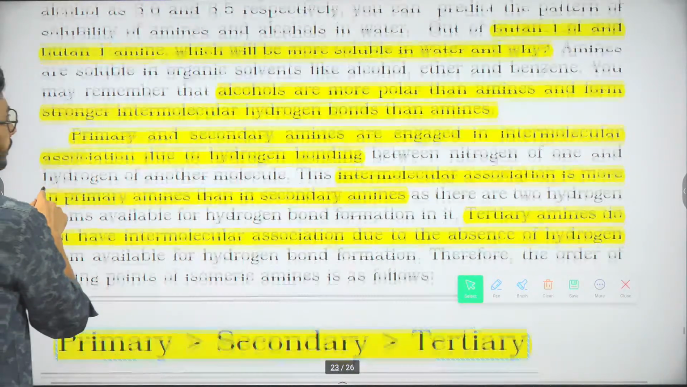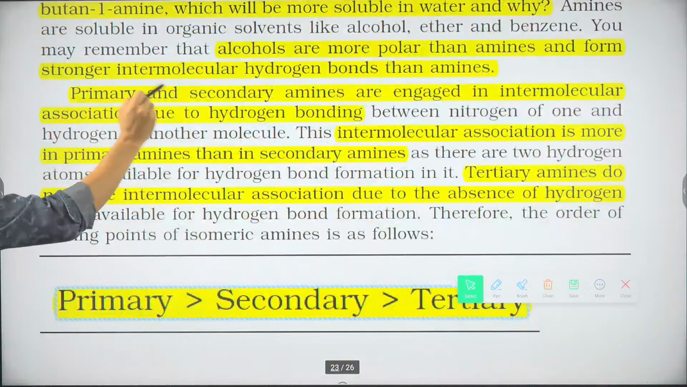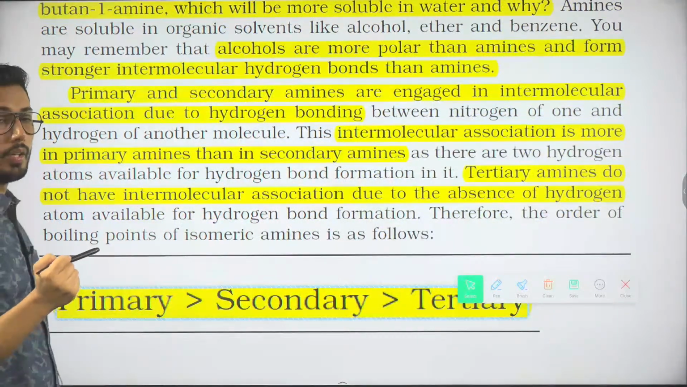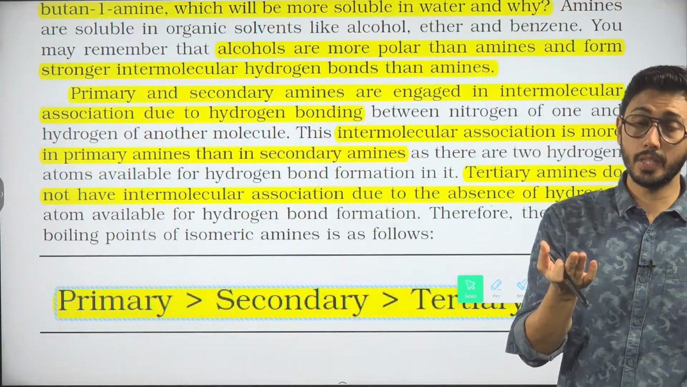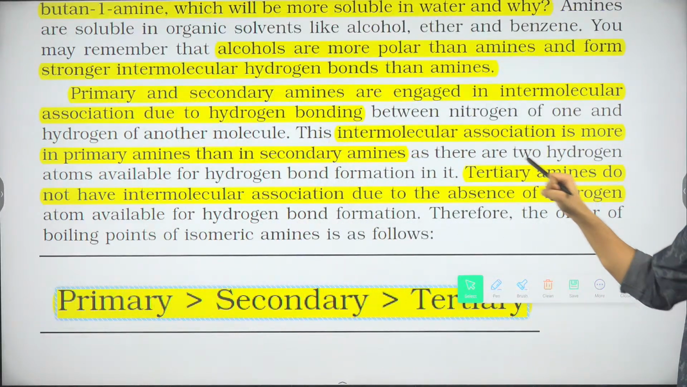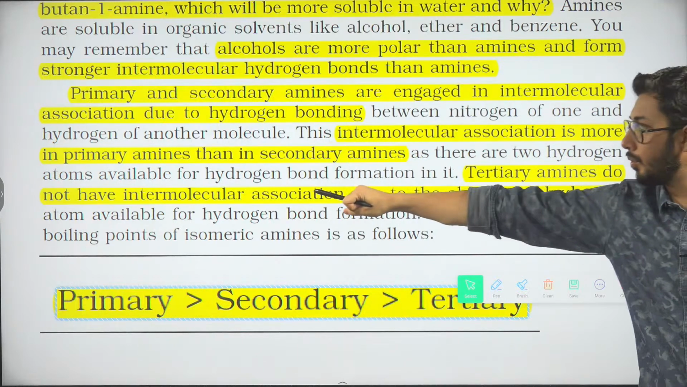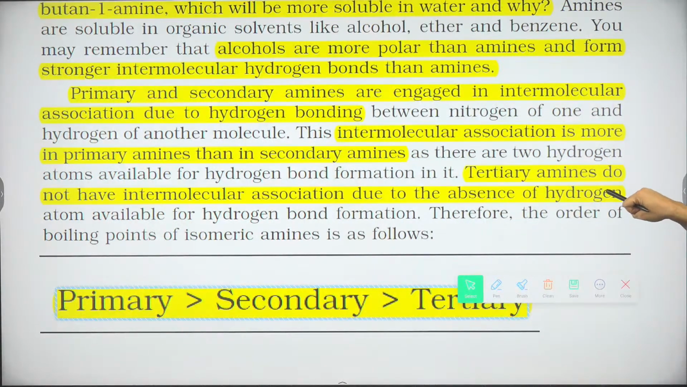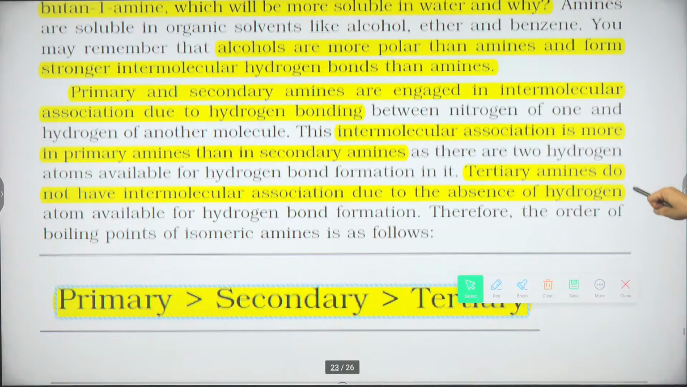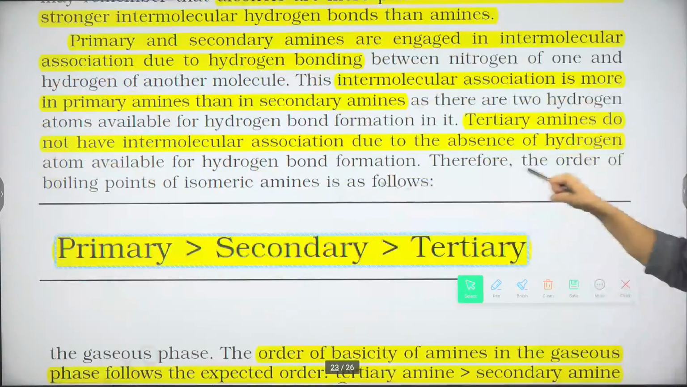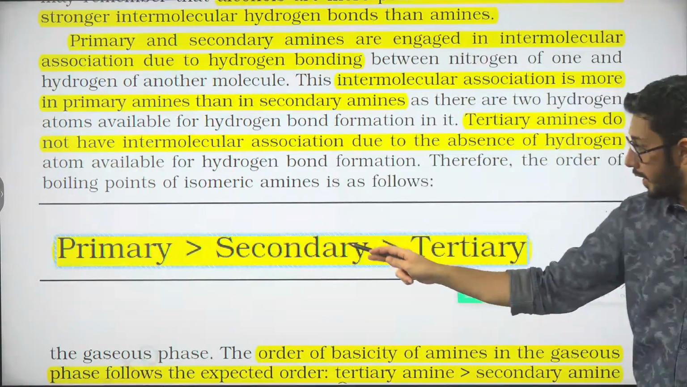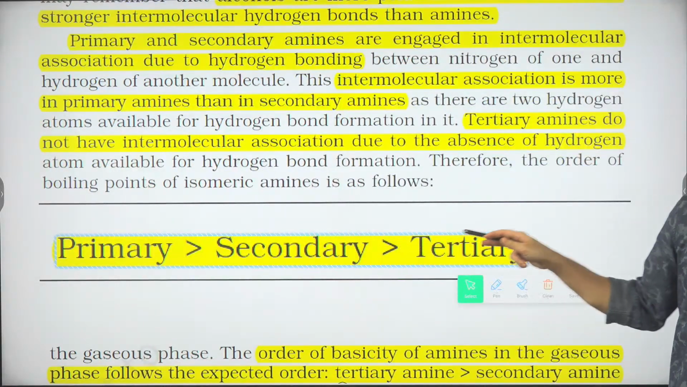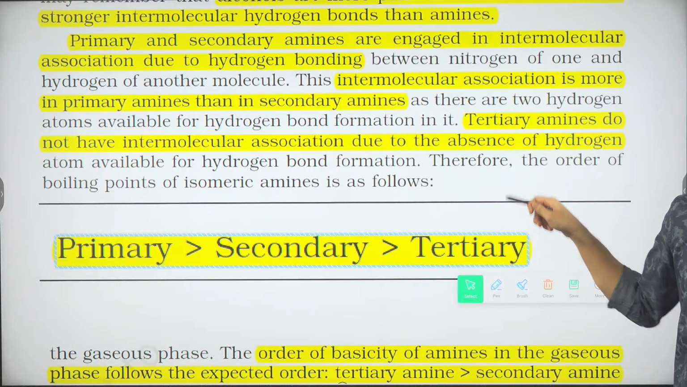Other point. Primary and secondary amines are involved in intermolecular H bonding because NH2 and NHR are there, but tertiary amines do not undergo any H bonding. They have no intermolecular association due to absence of H bonding. Hence, the boiling point among the isomers: primary maximum, more H bonding; secondary less H bonding; tertiary least, no hydrogen bonding.